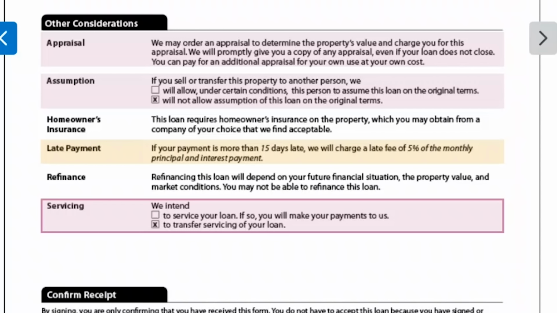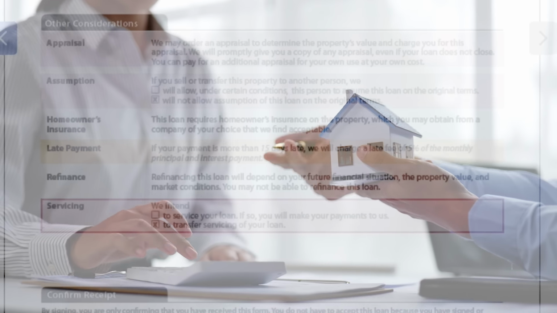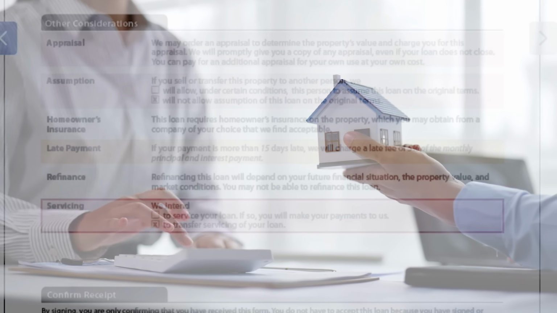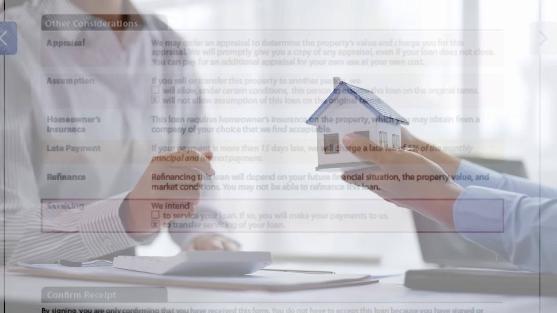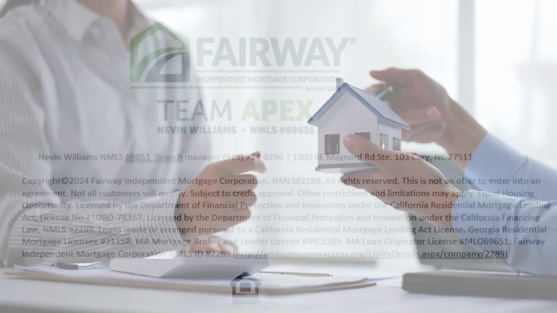Servicing, in this case, the lender is planning on transferring your servicing, which just means that another lender is going to take this loan over. They're going to basically buy it from your lender, and then they're going to handle the collection of monthly payments, and then they're going to pay whoever buys your mortgage as an investment the interest every month.